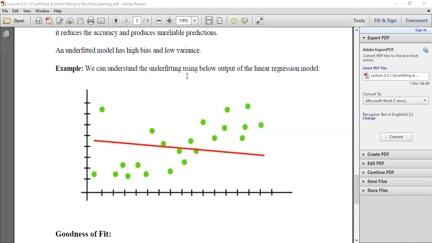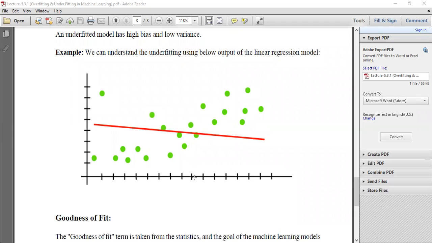We can understand the underfitted model using the below output of the linear regression model. These are the data points or data sets, and this is a median line which we can draw. You can see most of the data sets are far from this line, the median line. So this is the underfitted, because we have to try a line where all data sets are nearby the median.